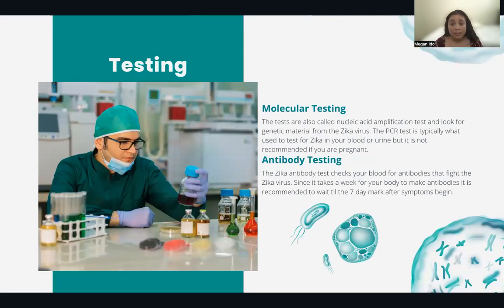The antibody test checks your blood for any antibodies that fight the Zika virus. However, since it takes a week for your body to make antibodies, it is recommended to wait till the 7-day mark after your symptoms begin to get this test.